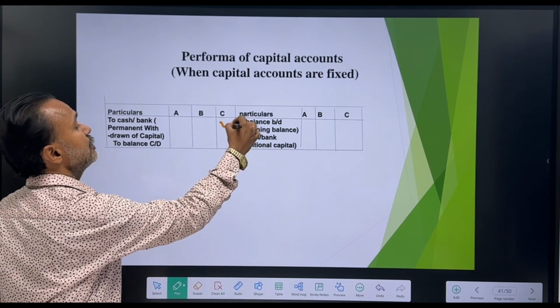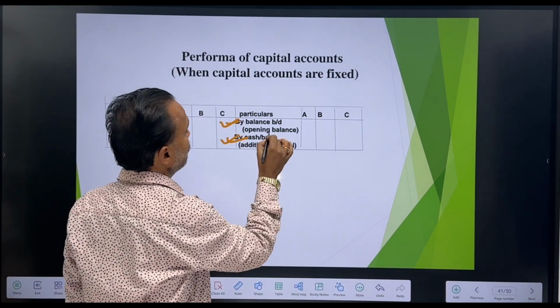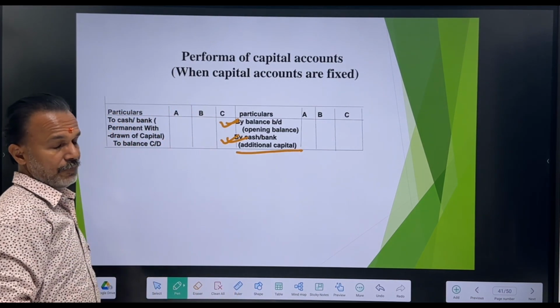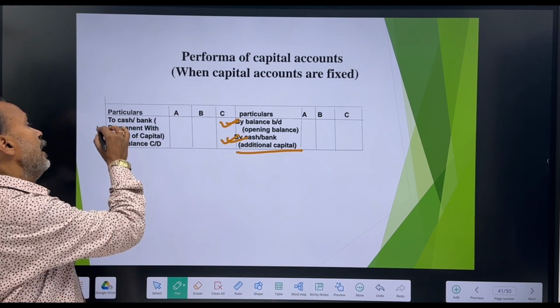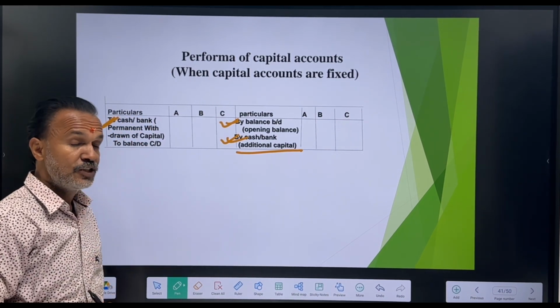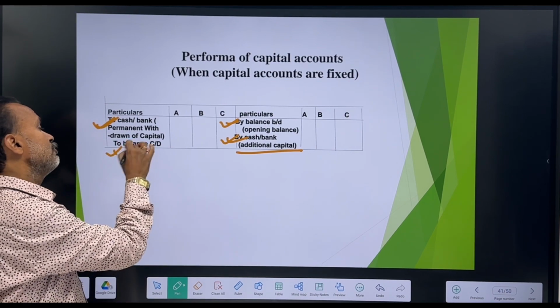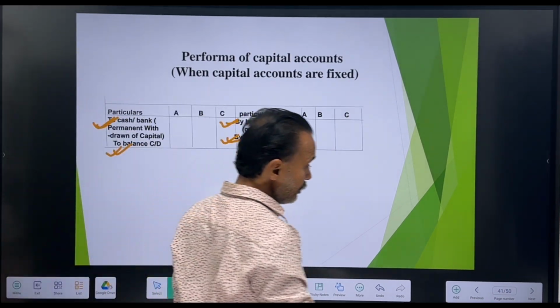First of all, by balance BD means opening balance. Second, by cash or bank means additional capital introduced by the partners in the firm. In the debit side, to cash or bank, permanent withdrawal of capital by the partners from the firm, and last one is to balance, the difference between debit and credit.